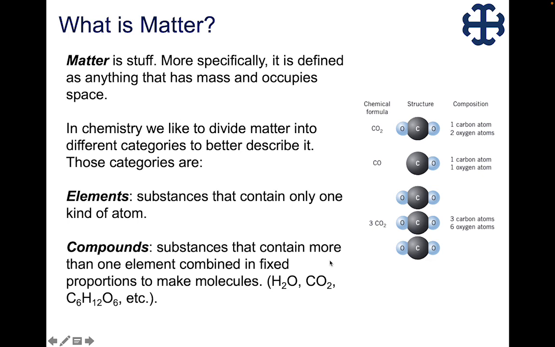So what is matter? It is stuff. Particularly, we like to differentiate between elements and compounds in chemistry. So elements are anything that is just one thing, pure molecule or single atom. And then compounds are bonded things. So CO2 would be an example, right?